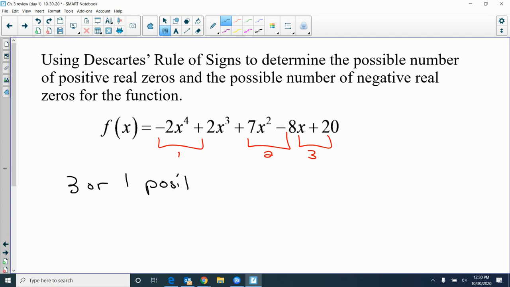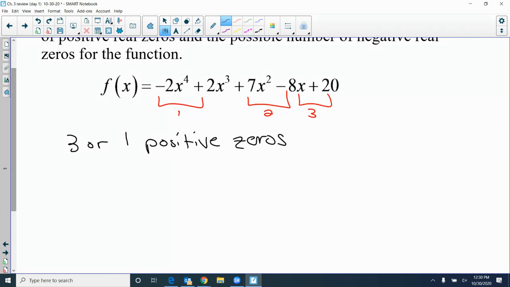positive zeros. Now for the negative zeros, you plug in negative x and do the same thing. Now, when you plug in negative x, it only changes which terms, which powers? Only the odd powers. If you do that in one step, fine, or if you plug it in and then rewrite it.